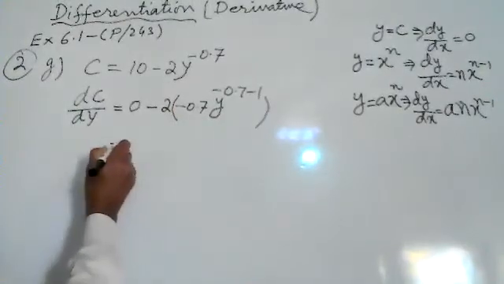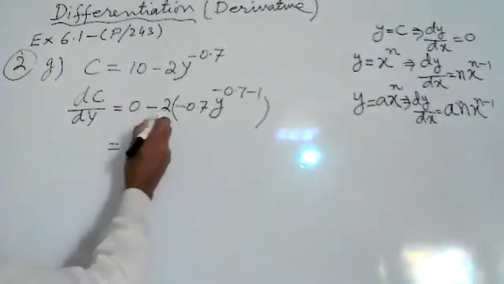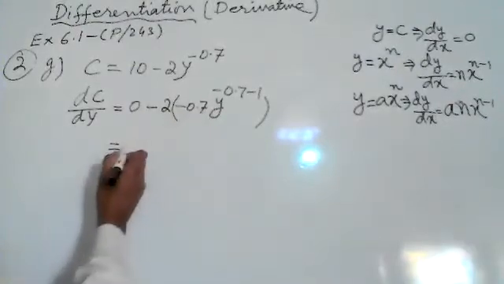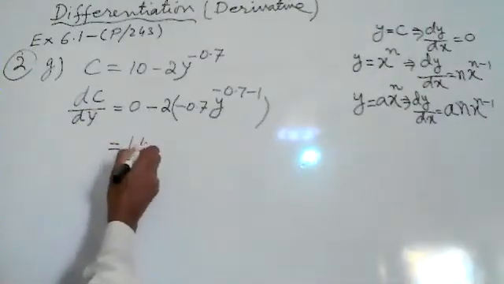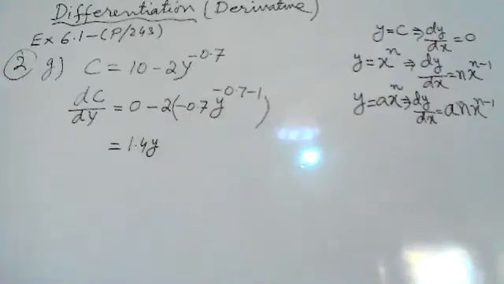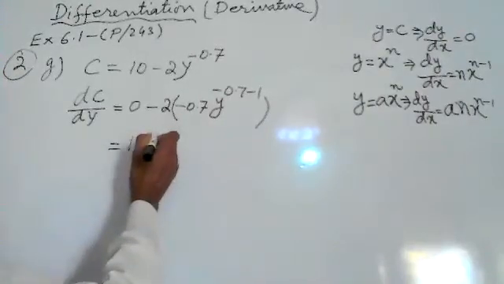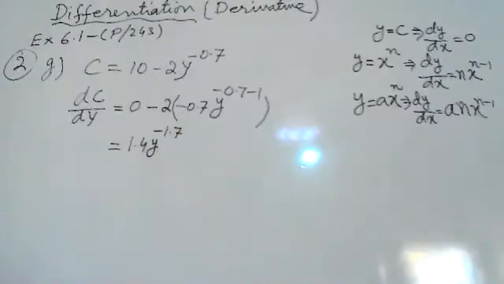Now it will become 0 minus this one will remain as it is. Minus 2 into minus 0.7. Minus minus plus, it will become 1.4. And y raised to power minus 0.7 minus 1, it will become minus 1.7.